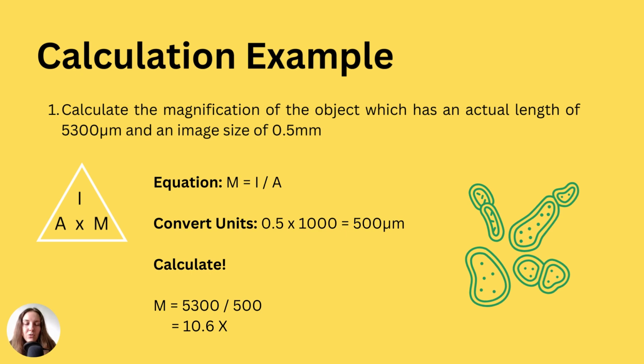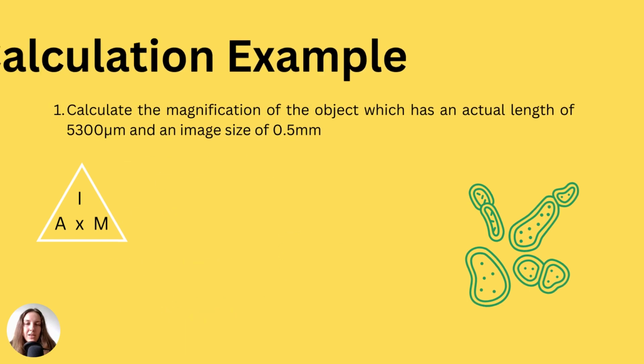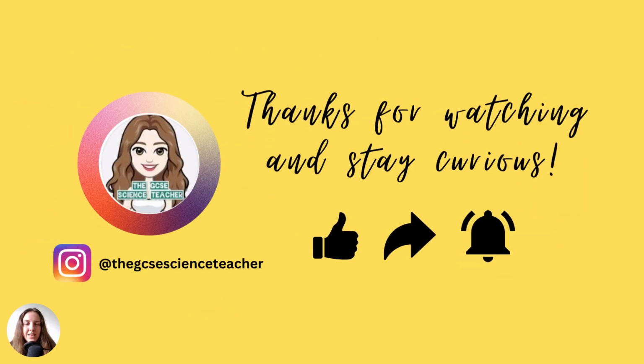You then want to put your numbers into the equation. It's always important to write every step you put into your calculator onto a piece of paper so there's evidence of your working. Once you do 5,300 divided by 500 in this case, you get an answer of 10.6 times. And because it's a magnification, we just use the times symbol to show that it's a magnification.